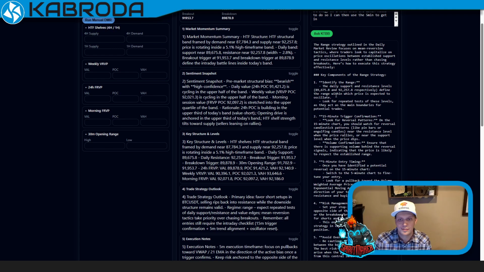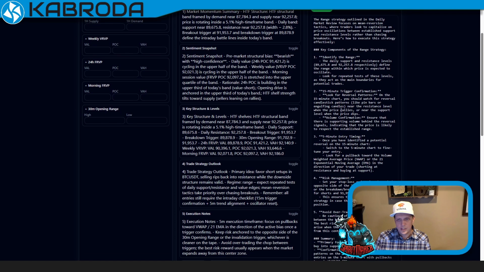So now we have these levels and we're ready to go. Then you can look at the 15-minute trigger for confirmation. Look for the reversal patterns. On the 15-minute chart, you should see reversal candlestick patterns. Look for pin bars or engulfing candles near the resistance level when the price rallies, or near the support level when the price dips. So basically it's giving you both sides. If it's close to the top, you can watch for it to show exhaustion and then trade back to the bottom, or vice versa.